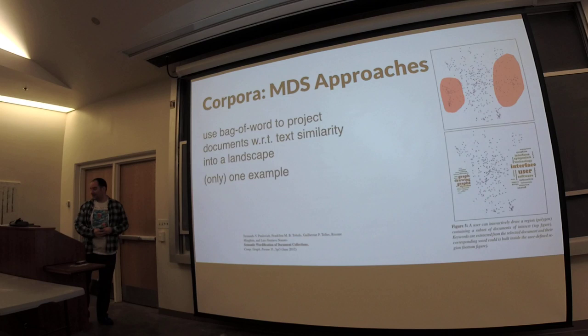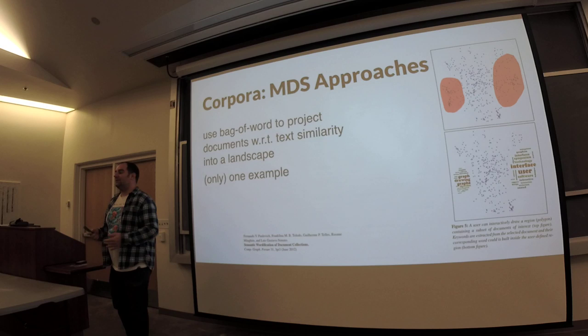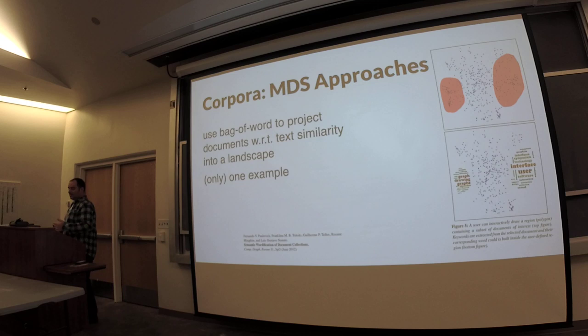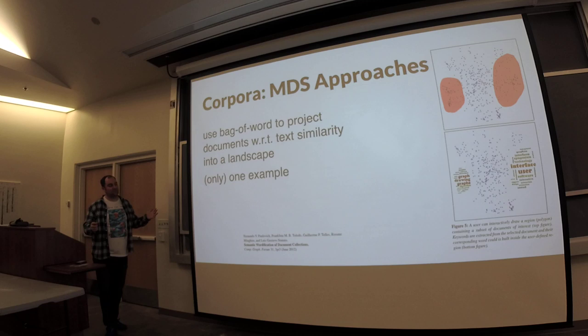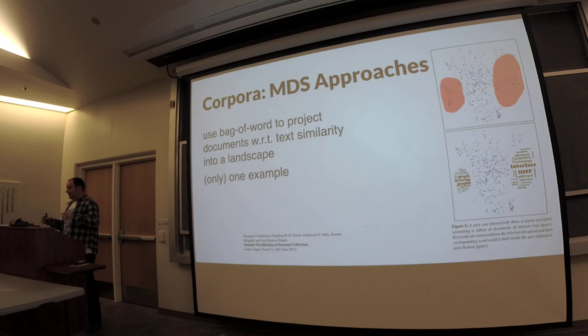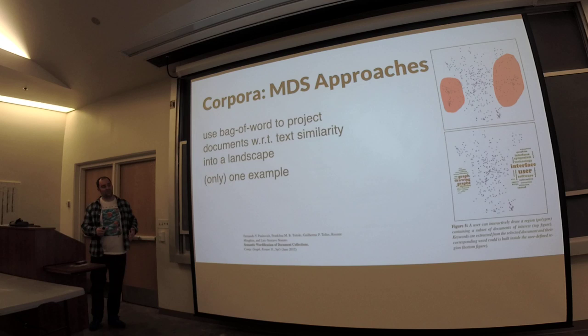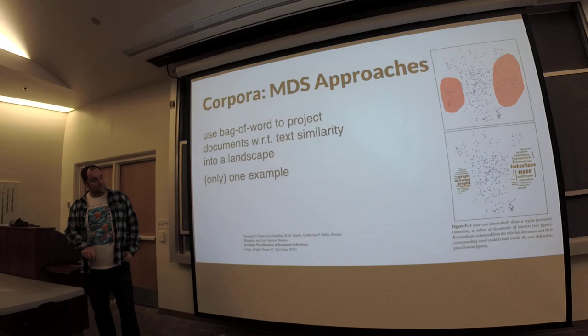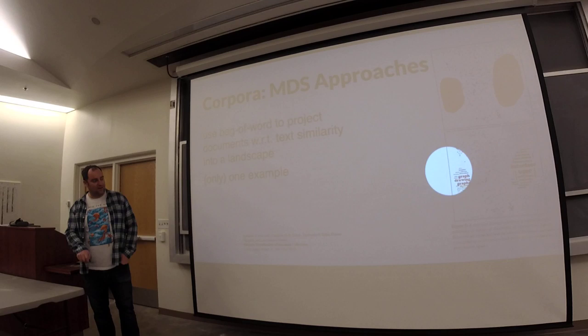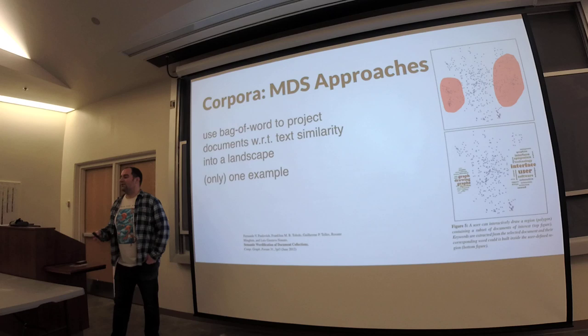The typical approach to analyze similarity between documents in a corpus is multi-dimensional scaling. You use a bag of words to project documents with respect to text similarity into a landscape. This is the classical approach, where ideally documents that have similar content will cluster next to each other, and then you can select some kind of subset, as you see here, and get a preview of the keywords in these documents. Here you have graph drawing on the left, and user interface on the right, a collection of these kinds of documents.